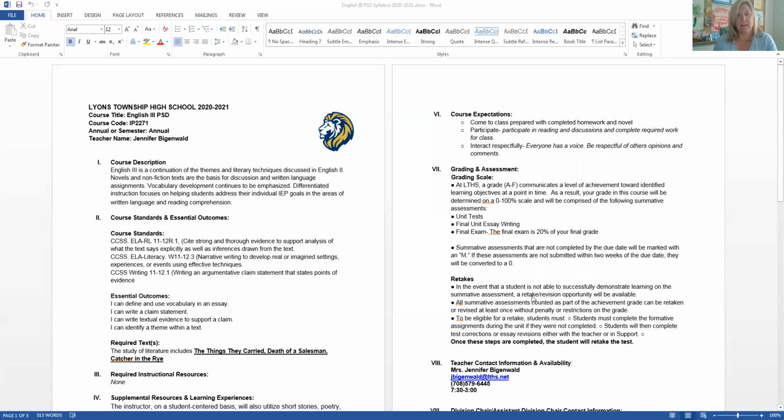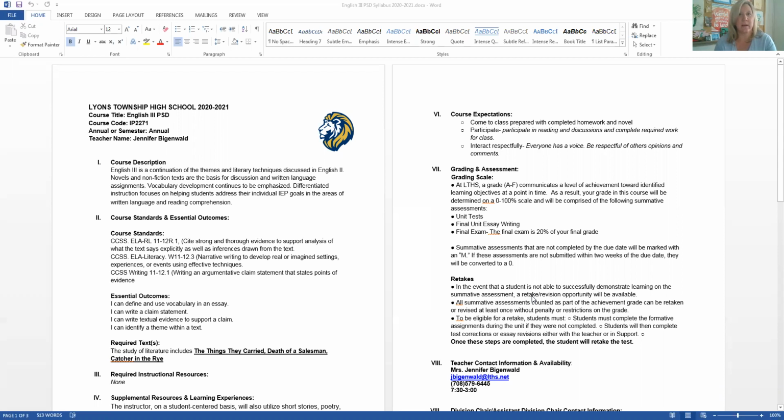The goal for me at the end of the year is for students to be able to read, discuss, and analyze a piece of literature, be able to make a claim and support their claim with evidence from the piece of literature and the outside world.